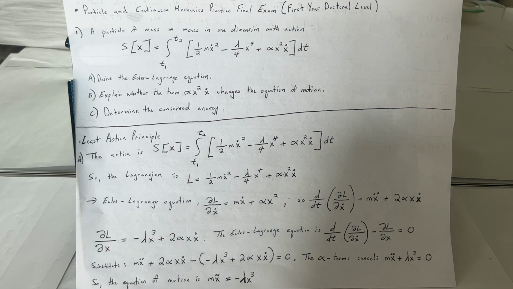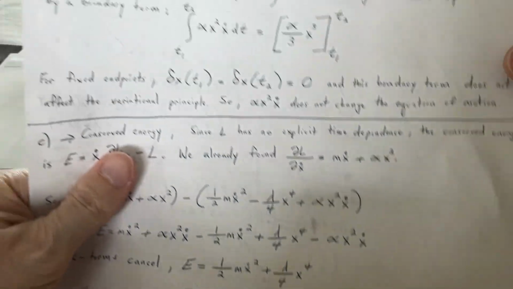From here, we can substitute in m x double dot plus 2 alpha x x dot minus the quantity negative lambda x cubed plus 2 alpha x x dot equals 0. The alpha terms cancel, and m x double dot plus lambda x cubed equals 0. So the equation of motion is m x double dot equals negative lambda x cubed. Building on that, moving to part B.